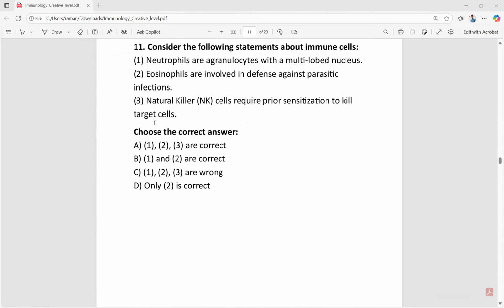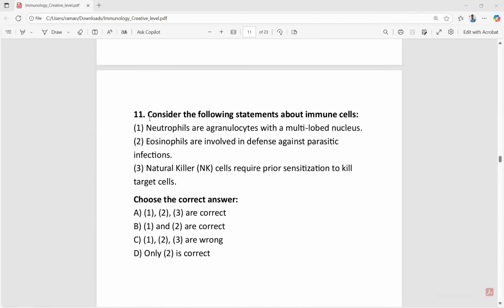Okay. Let's go to question number 11. Consider the following statement about immune response. Neutrophils are agranulocytes with a multi-lobed nucleus. No, they are not agranulocytes. Now watching that. Eosinophils are involved in defense against parasitic infections. This is a point. Parasitic infection முக்கியமான leukocyte, WBC, it is always eosinophils.